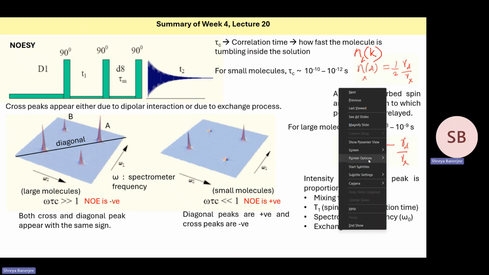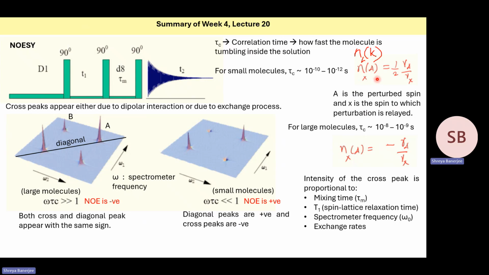For small molecules, the NOE was half of the ratio of the gyromagnetic ratios gamma A by gamma X. And for large molecules, it was minus the ratio of the gyromagnetic ratio gamma A by gamma X. So for large molecules, we already know that the NOE is negative. For now, we will consider a homonuclear system, so the gamma will cancel out. NOE will be minus 1.